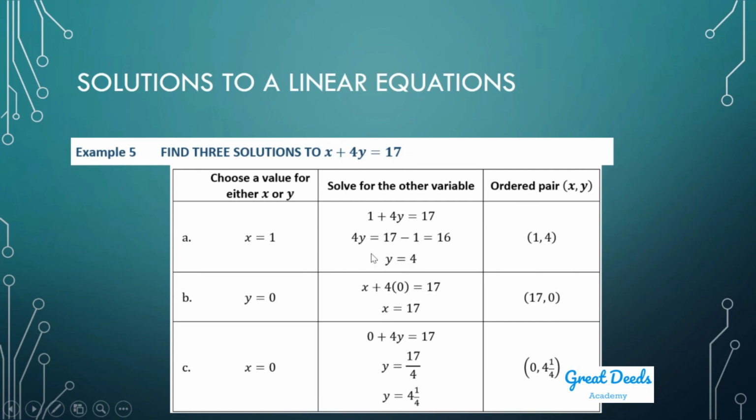Why did it become 4? We divide both sides by 4. 16 divided by 4 is 4. And so, this is one ordered pair which is an element of the solution set: 1, 4. When y is 0, x is 17. Another element of the solution set. When x is 0, 4y is equal to 17. What is y? y is 17 over 4 or 4 and 1/4. So this is another ordered pair which is an element of the solution set.